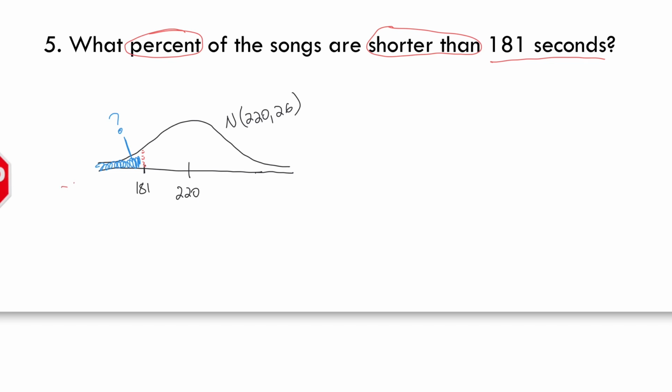But in the calculator, we do not use negative infinity. We can use negative 10,000, or a very small number like negative 1,000, and that's going to give you a very good proportion or percent for your answer. Since we want this area, my lower bound is going to be negative 10,000, not infinity, all the way to 181. So let me show you the calculator and find that area which is shorter than 181.